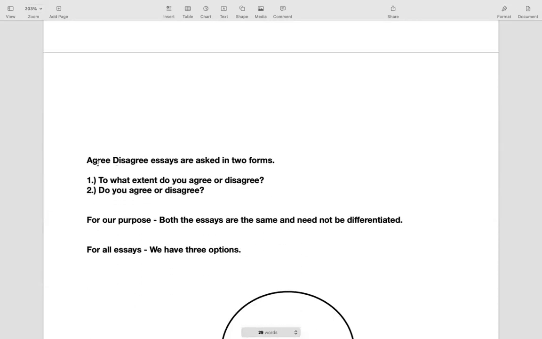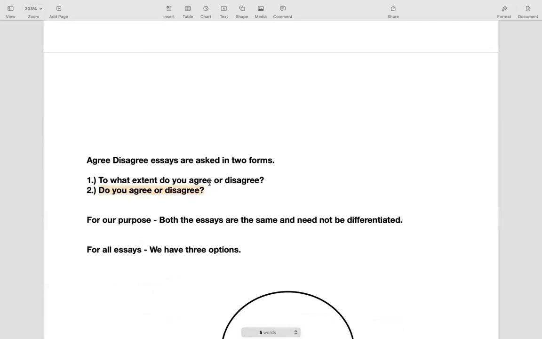Before continuing further, I want to mention this thing. Agree, disagree essays are asked in two forms. To what extent do you agree or disagree? Do you agree or disagree? So they ask them like this. For our purpose, both the essays are same and need not be differentiated. So we are not going to differentiate between both these essays. We are going to consider them the same.